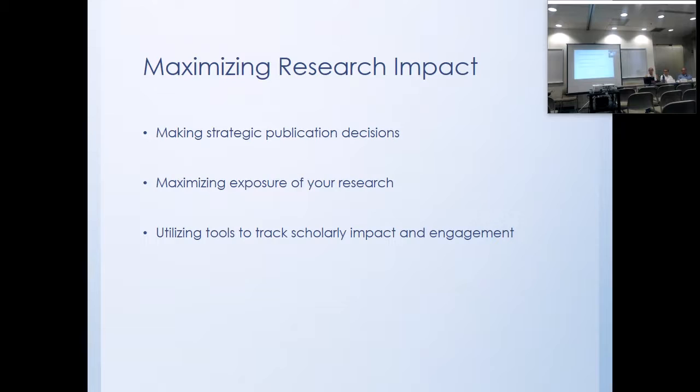So for maximizing research impact, I'm going to talk about 3 stages in the research process where you can make strategic decisions about your research to try and maximize your impact. The first one is making strategic publication decisions, where you're putting your research. The second one would be once it has been published, making sure that people are finding it. And then finally, how to track your impact and exposure at the end of the day for various decisions and files for action that many people inevitably need.